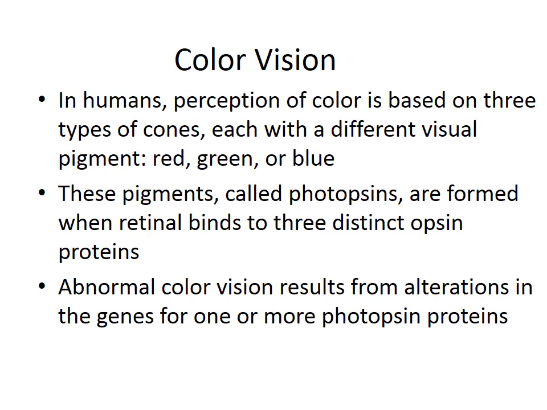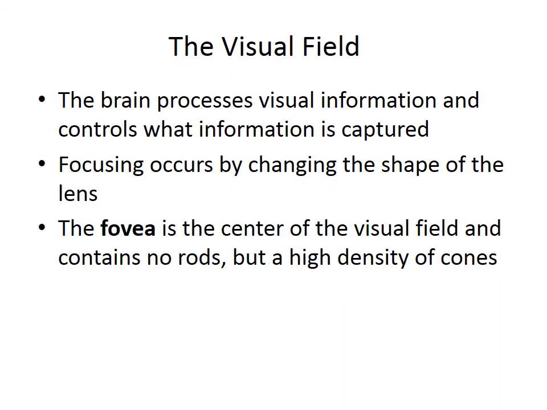In humans, perception of color is based on 3 types of cones, each with a different visual pigment: red, green, or blue. These pigments are called photopsins, and they're formed when retinol binds to 3 distinct opsin proteins. Abnormal color vision results from alterations in the genes for one or more of the photopsin proteins. The brain processes the visual information and controls what information is captured.